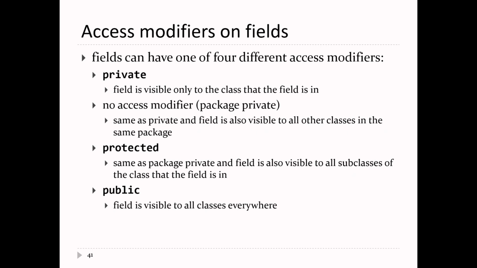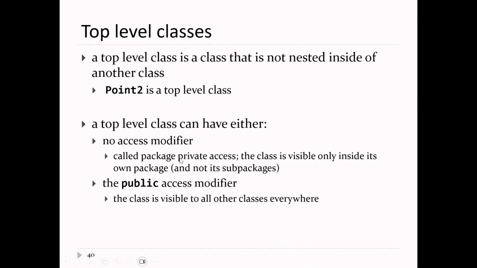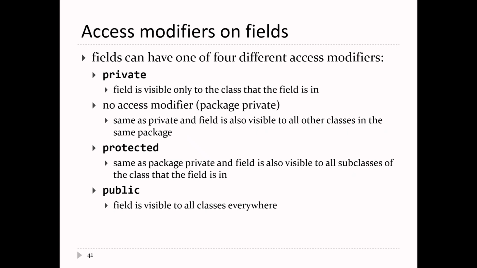If there's no access modifier, so if I strike the private here and just leave it blank, then X has package private access. So the field is visible to all classes inside of the same package. If there's another class inside the same package as point2, it can go into a point2 object and get the X value directly.